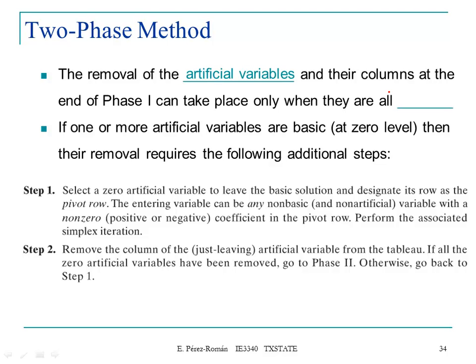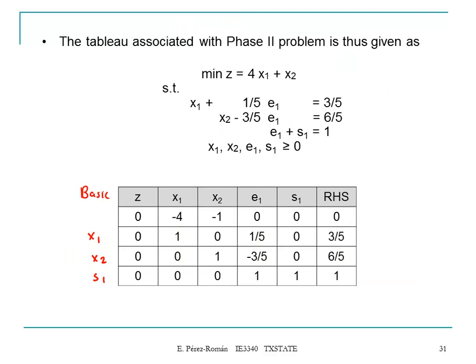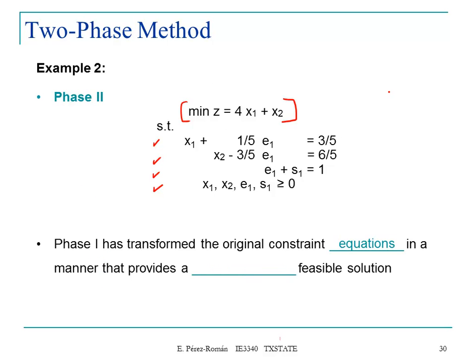The removal of the artificial variables and their columns at the end of phase 1 can take place only when they are all non-basic. So if one or more artificial variables are basic at 0 level, then the removal requires the following additional steps. So we are talking one more time about phase 1.